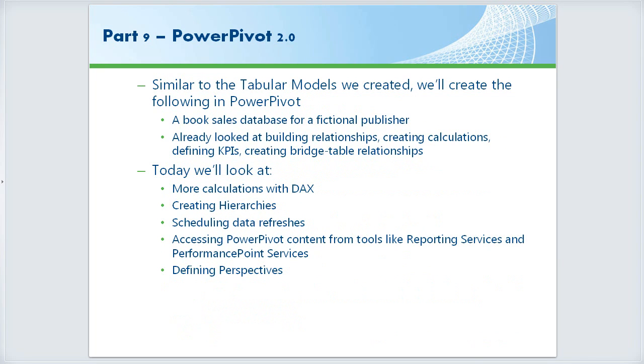Now today we're going to pick up where I left off in last week's demo. In last week's demo I had created a PowerPivot database using sales information from a fictional book publisher. And we looked at building some relationships. We looked at building some calculations and KPIs. We even looked at a bridge table relationship involving a relationship between books and authors.